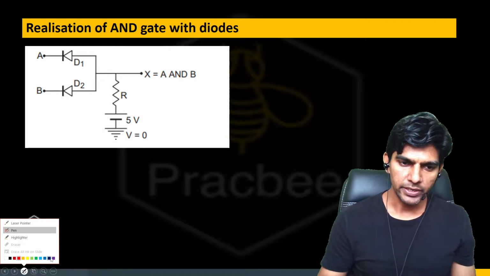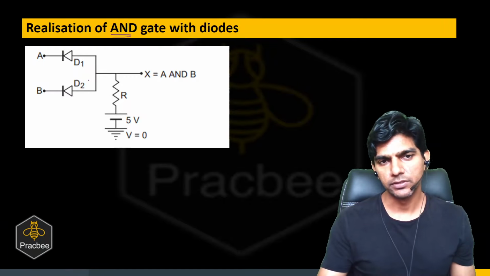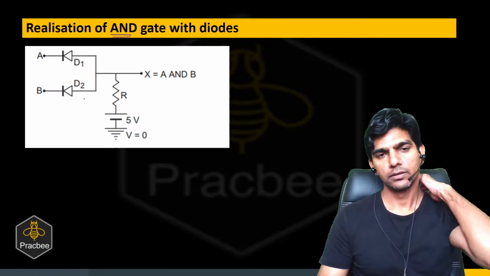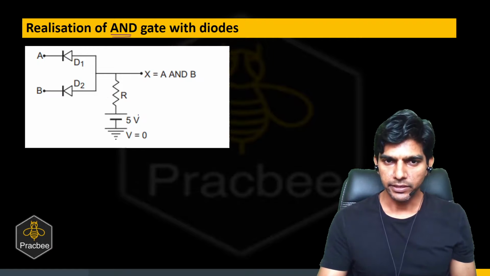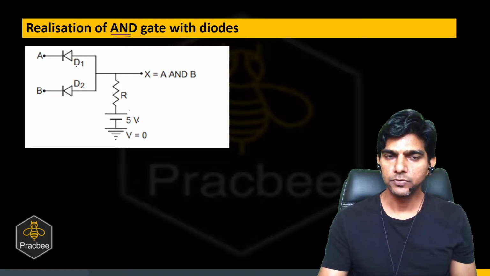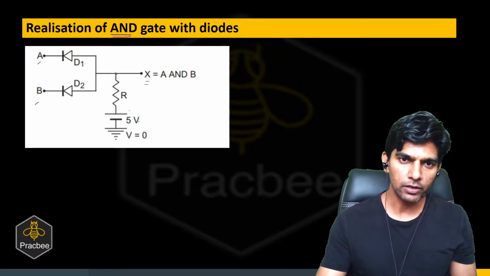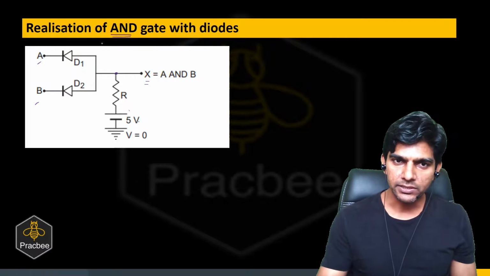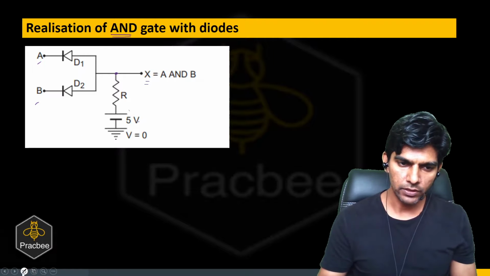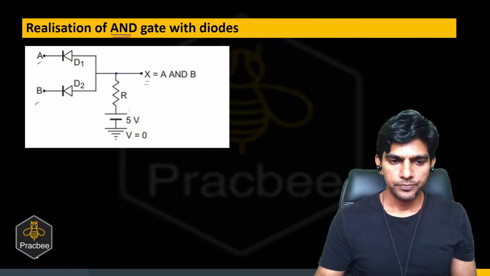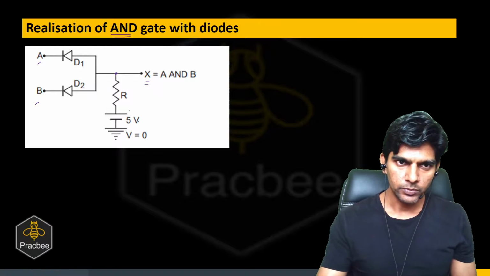Okay, so if I want to make an AND gate by using diodes, then we can connect diodes like this. There is a battery and there are 2 diodes which are connected like this. A and B are the inputs and X is the output. So we are taking output from here. So let us see how this circuit gives us the AND gate. So let us understand this.